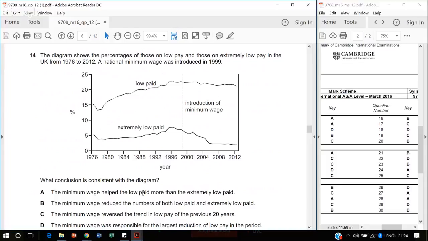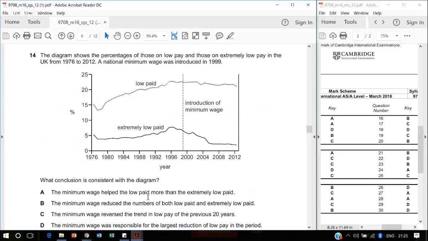Minimum wage helped the low pay more than the extremely low pay. That's definitely not evident there. Minimum wage reduced the numbers of both low paid and extremely low paid. Well, we're not entirely sure about this because this is a percentage. So the population could have increased quite rapidly. And if it increased rapidly by more than these numbers have fallen, then actually there could be an increase in the total number of people on low paid and extremely low paid jobs.